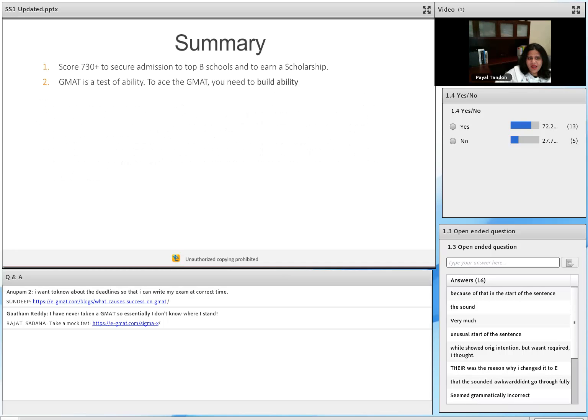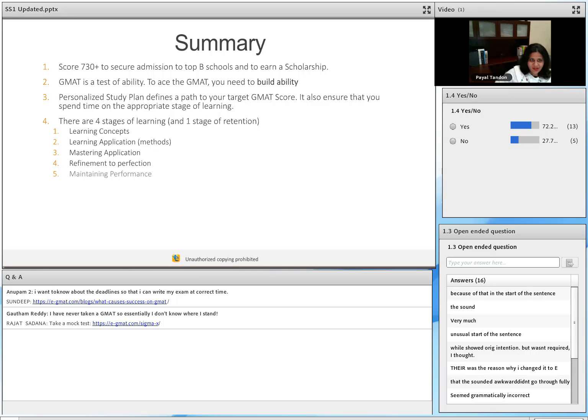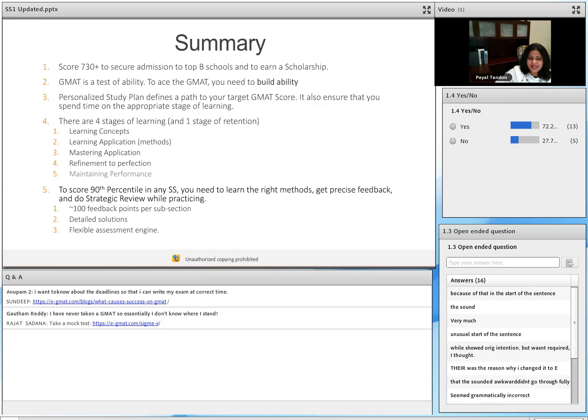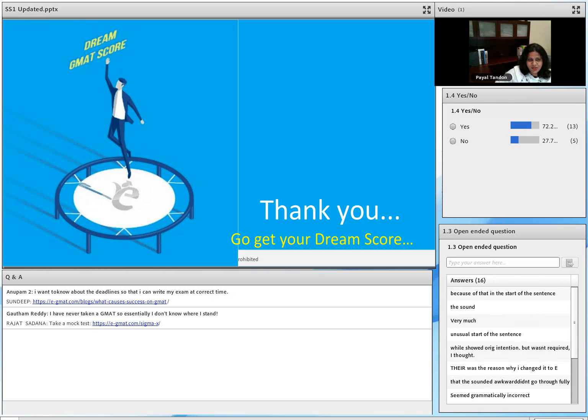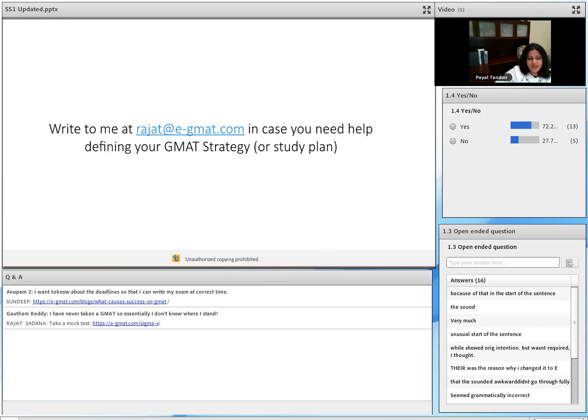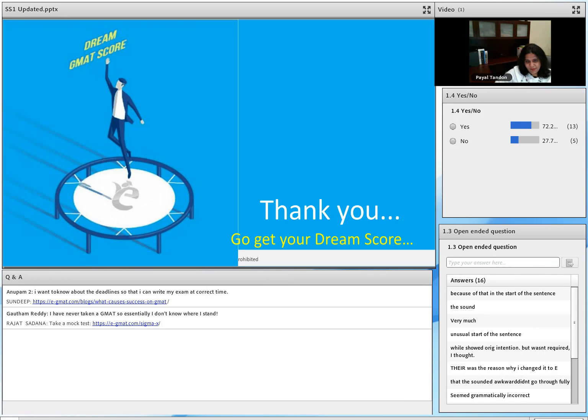So again, summarizing the whole thing, there are these stages of learning. You need to be doing each stage in the right manner so that you can get to that 90th percentile. And for each stage, just make sure that you are taking the feedback from the system very, very carefully. So stage 1, you need to focus on methods. Stage 1, you need to utilize the detailed solution to do strategic review. Stage 1, you need to take the feedback seriously and take corrective actions right there and then.